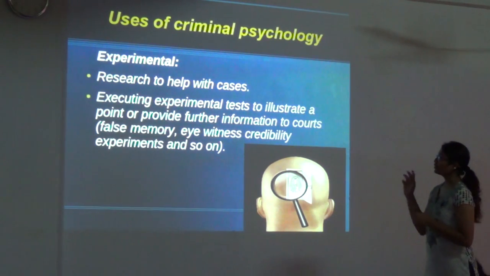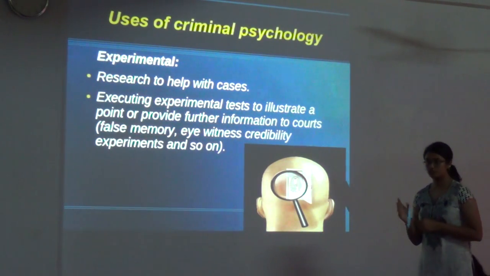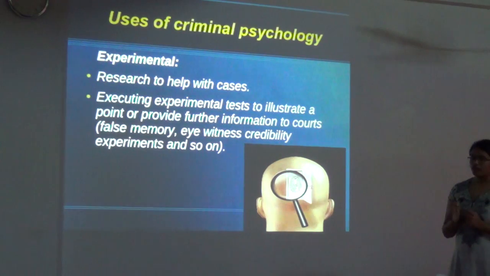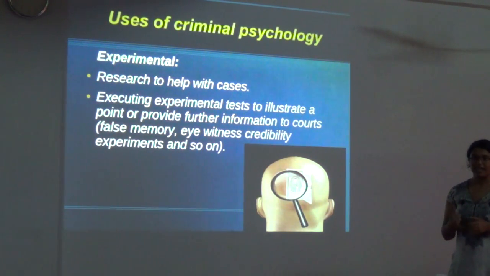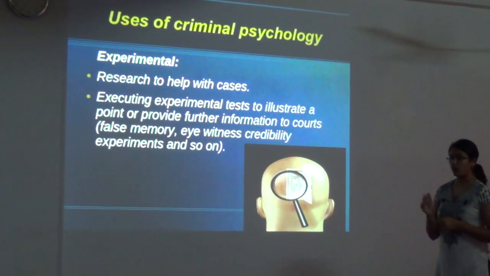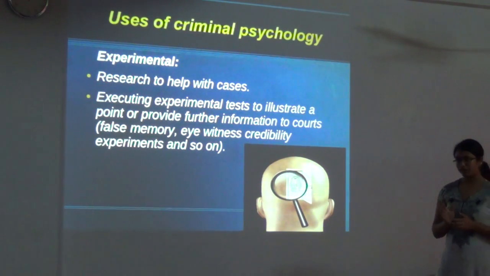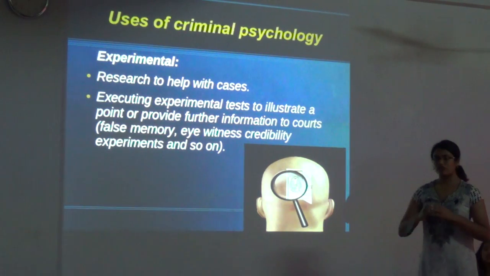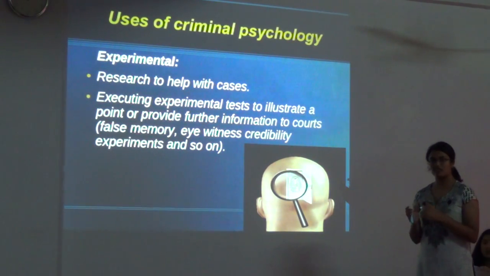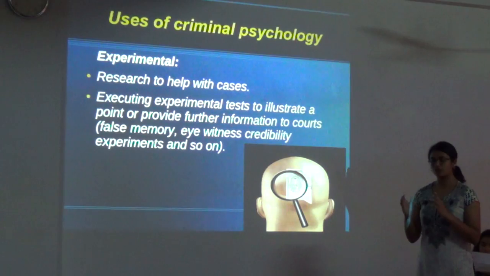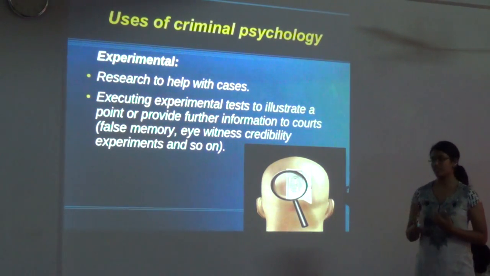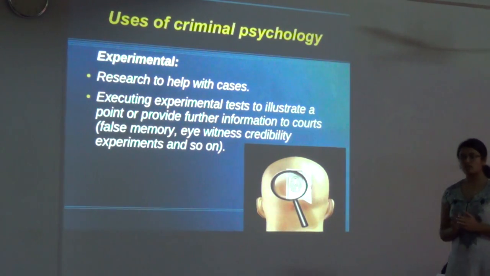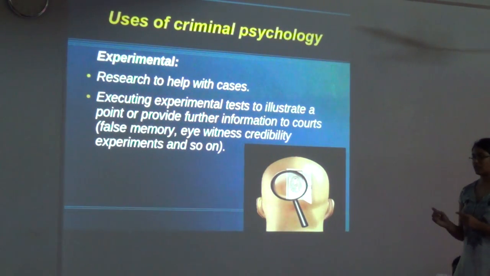So I'm going to be talking about the uses and roles of criminal psychology in a judicial system. The first is the experimental use. This is research done to help with cases like eyewitness credibility tests and false memory tests. To take an example of eyewitness credibility, you're given a situation where the eyewitness is coming and telling you, I have viewed this crime and it has occurred in front of me, so I can give a statement in court. So the criminal psychologist is the person who determines whether the eyewitness's statement is credible or not.